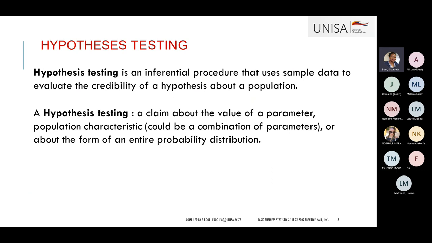And a hypothesis is a claim about a value of the parameter. And remember, a parameter is always your data values that come from a population. So it's a claim about the parameter, or what we call a population characteristic, or it could be a combination of parameters, or it is about the form of an entire probability distribution.